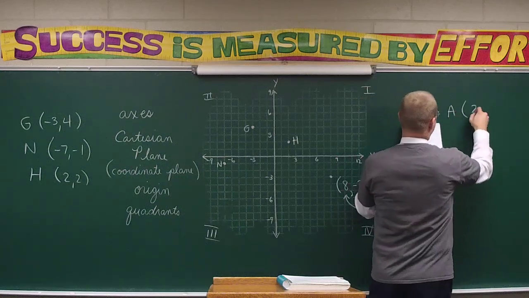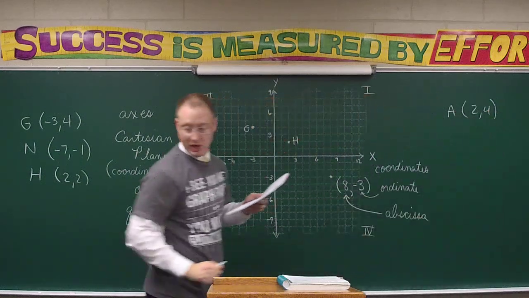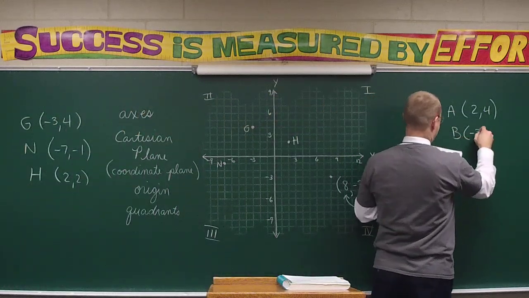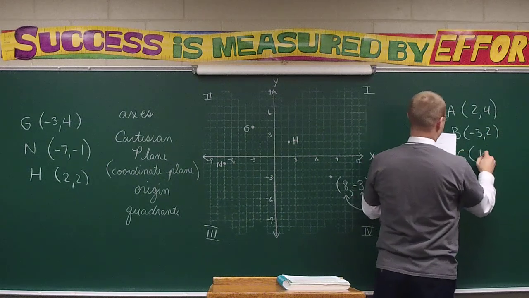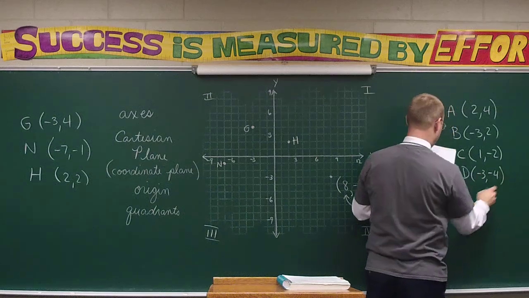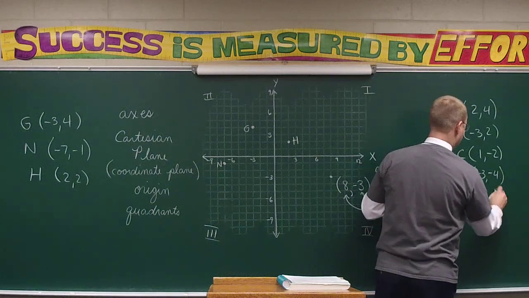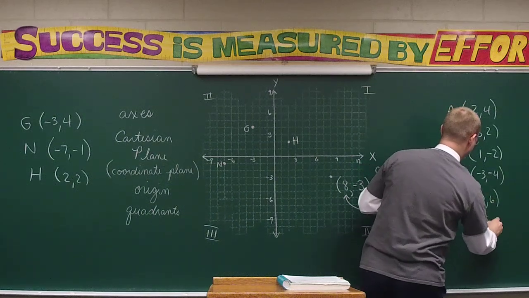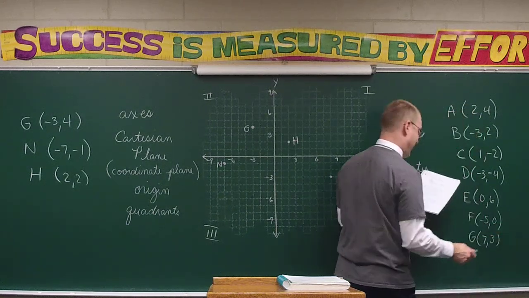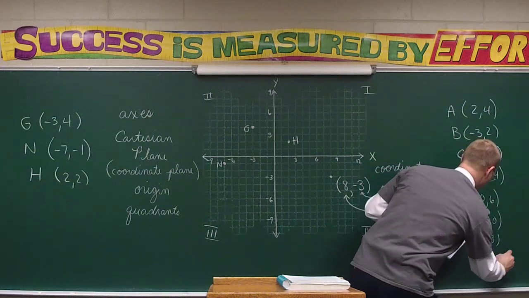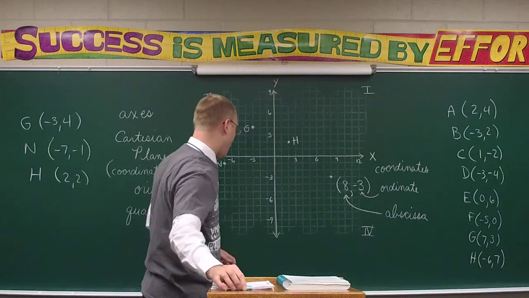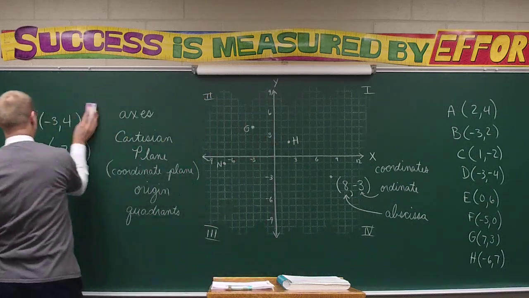Okay, so I'm going to give you 8 points to plot on your Cartesian plane. Let's go with A. Your first point will be the point 2, 4. Let's say that B is the point -3, 2. C is the point 1, -2. D will be -3, -4. E will be 0, 6. F will be -5, 0. G will be 7, 3, which means I need to erase my last G. And H, I will also need to erase my previous H, -6, 7. So go ahead and plot all of those points on your Cartesian plane.